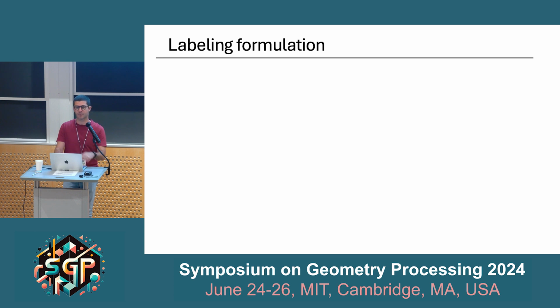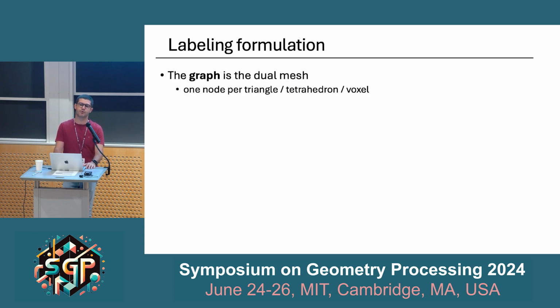So when we talk about fabrication and labeling, the graph is typically the dual of the mesh. So if you have a surface representation, every node in the graph is going to be a triangle.